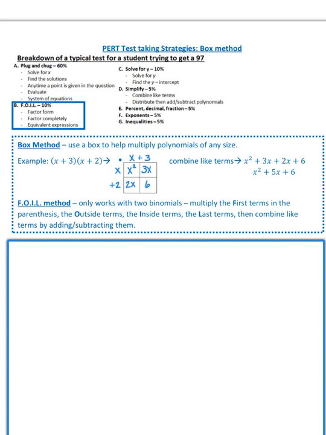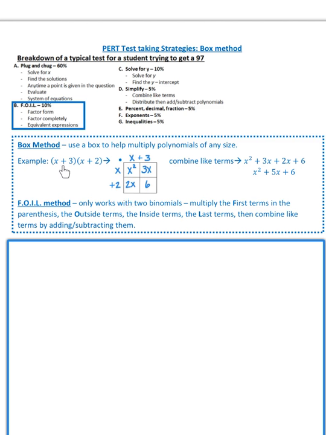With the box method, you're going to use a box, such as this one, to help multiply polynomials of any size. So here we have an example of x plus 3 times x plus 2. You're going to first draw your box. Nothing's on the inside, just the outside of the box.